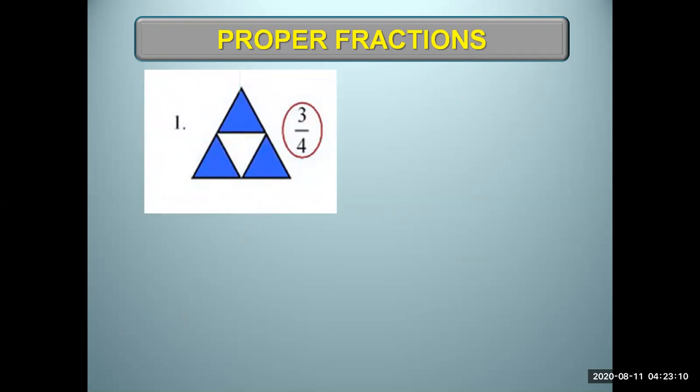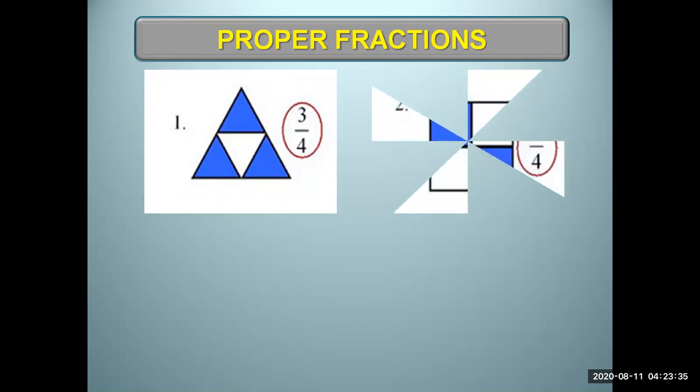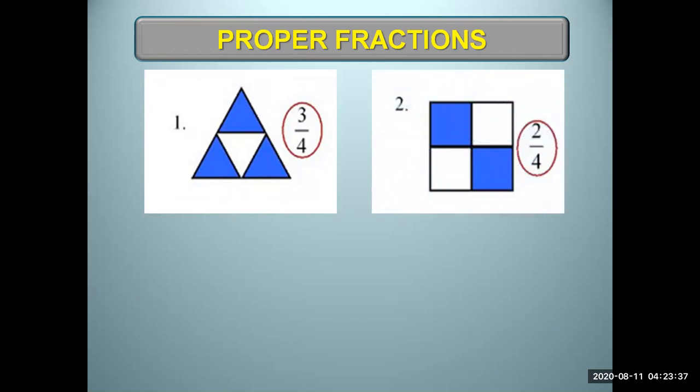Let's have a pictorial example. We have a triangle that has been divided into 4 equal parts and 3 of them are colored, right? So the fraction will be 3 upon 4, right? And this will be a proper fraction. Why? Because the total number of parts, which is 4, is greater than the number of shaded parts, which is 3, right?